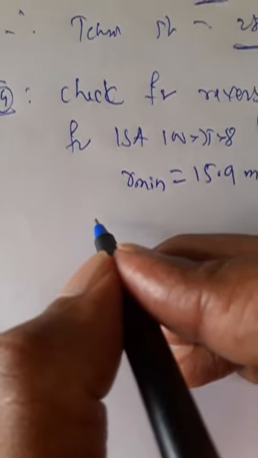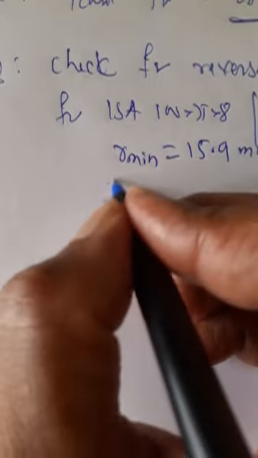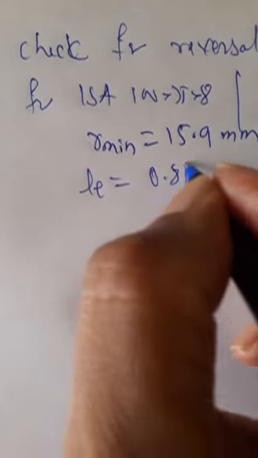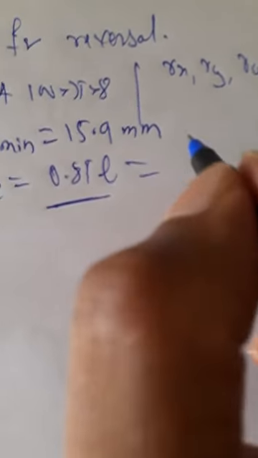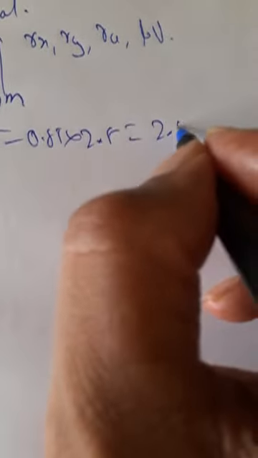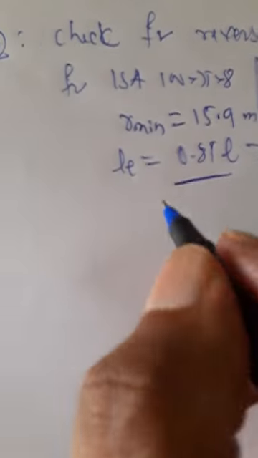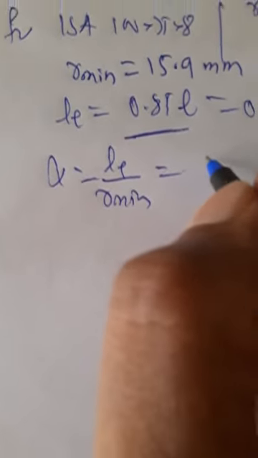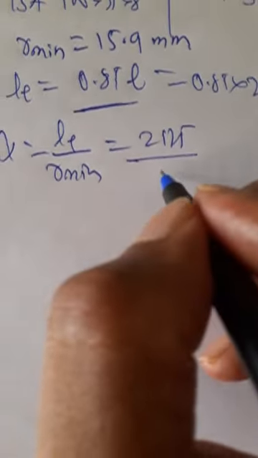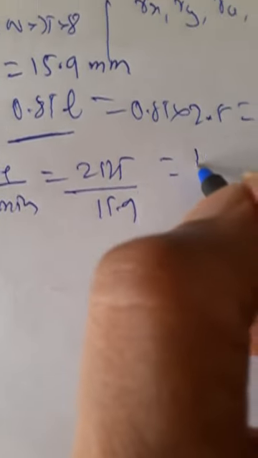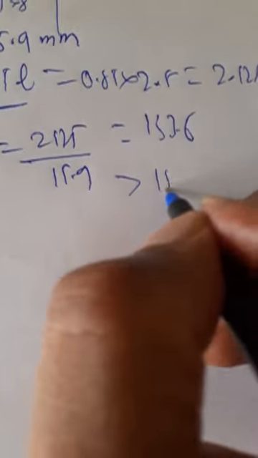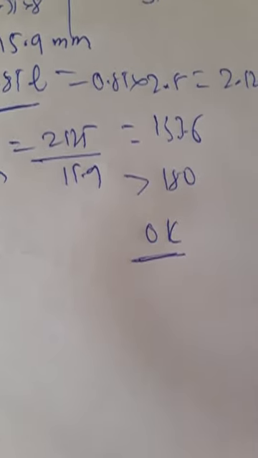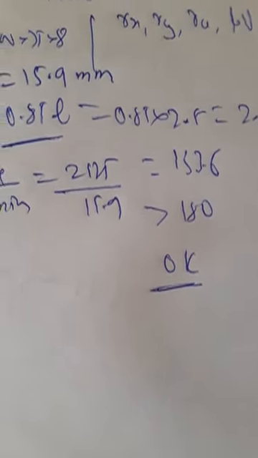Next, slenderness ratio. To calculate slenderness ratio you require effective length LE. So LE is equal to 0.85 L. For truss members we always take it as 0.85 L. So 0.85 into 2.5 meters, you have 2.125 meters. Lambda is equal to LE by R min, so 2125 divided by R minimum 15.9. So you have 133.6, which is less than 180, hence safe and okay. So this completes the tensile strength of the given member.